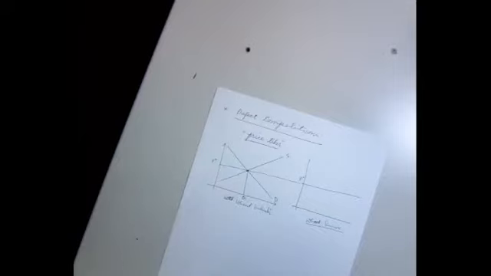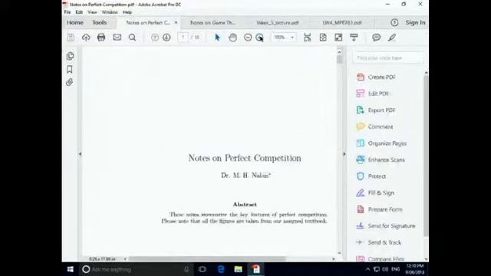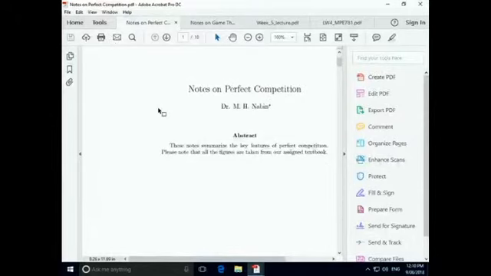Now, I will go back to the notes on perfect competition. So we'll go through these things. These notes are prepared in such a way that if you understand them, then no matter which market structure I'm going to discuss, you can answer straight away.